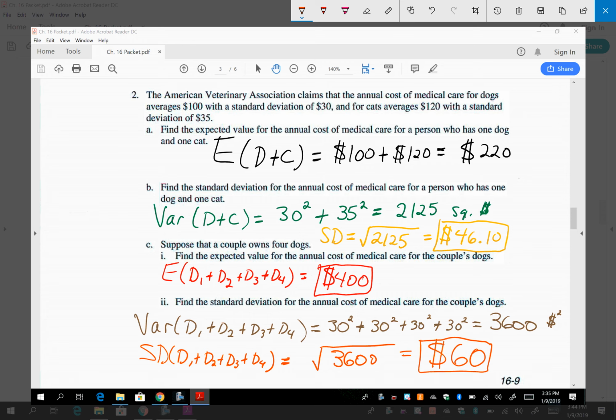All right, and so the most common wrong answer I get on this question at the bottom is they take 30 and they multiply by 4, or 30 plus 30 plus 30 plus 30, and they tell me it's 120. You just found out it's not. It's $60. Okay?